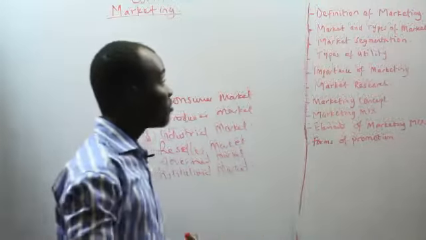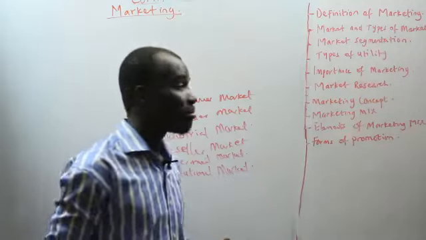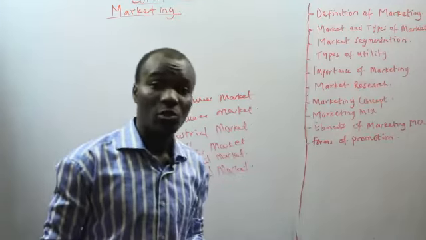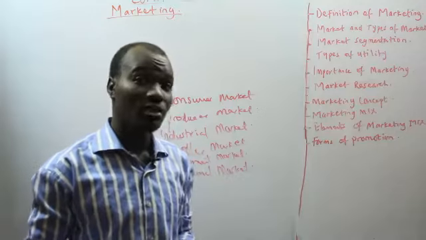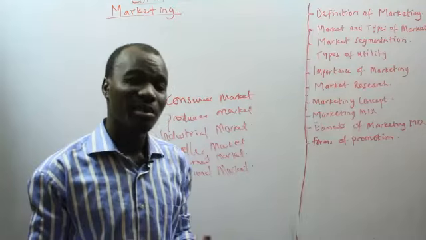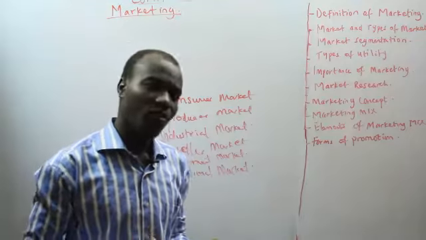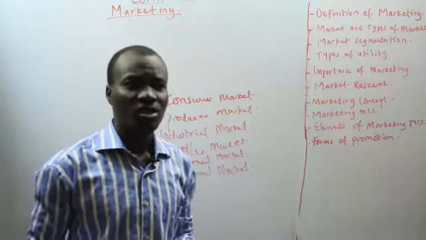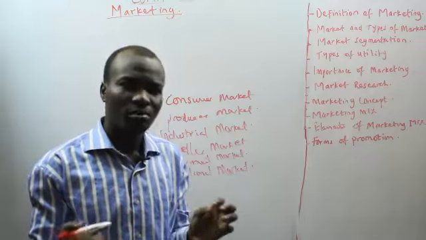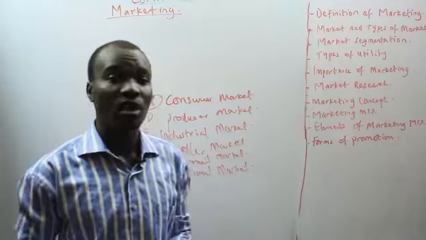The next thing is to look at market segmentation. What does it mean to put the market into segments? Market segmentation means dividing the whole market into different groups, segments, or sections, which consist of consumers with similar product needs, or homogeneous product needs. They are put into segments in order to be able to meet the needs of the consumers easily.